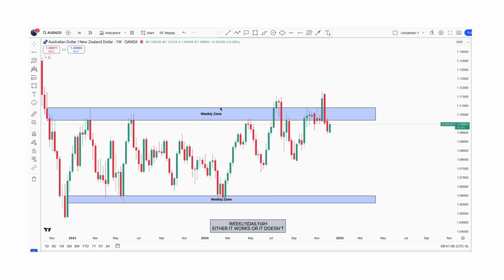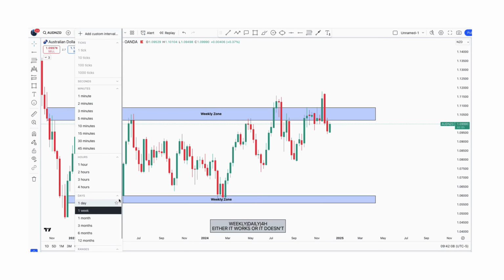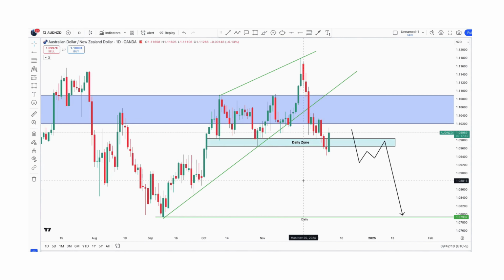All right, so the first pair we're going to look at is AUD NZD on the weekly time frame. We can see that price is in this consolidation with this resistance at the top and this support. We had a weekly fake out with this big bearish engulfing candle and started pushing to the downside. Let's break this down to the daily time frame and look at this price action.